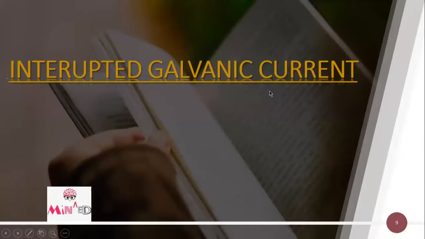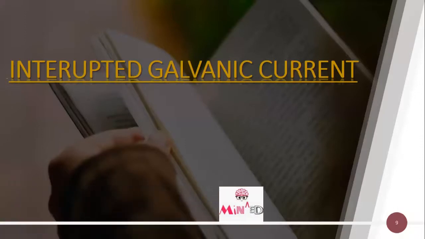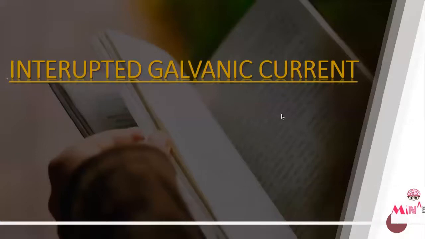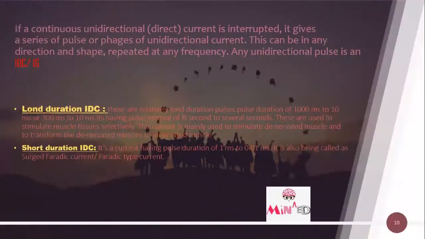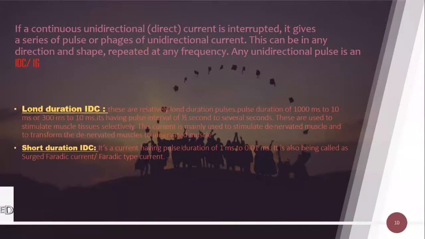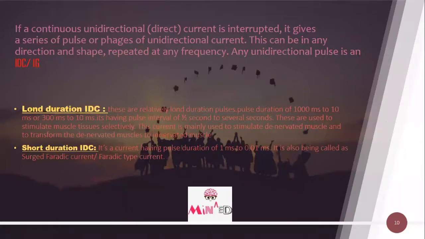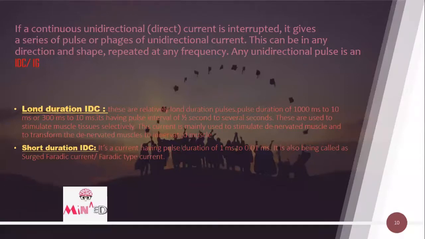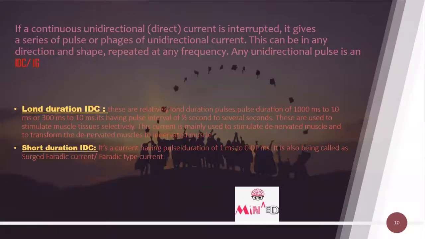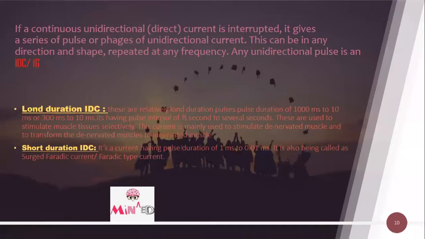Okay. IG current, or interrupted direct current. Interrupted direct current is a current that gives a series of impulses, phases of unidirectional current. This can be in any direction and shape, repeated at any frequency. Any directional pulse is an IDC or IG. This is the definition. That means direct current is a unidirectional current. There are positive and negative phases of that current, but in the case of IG current, we only use the positive phase of that current by interrupting it.